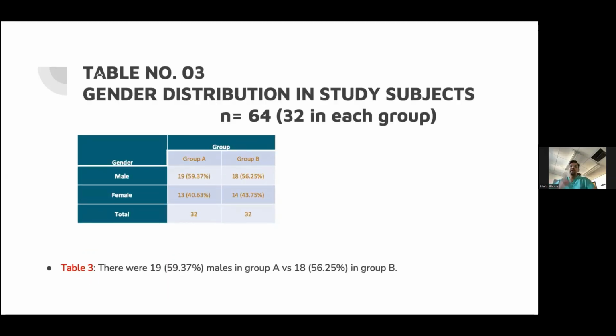Gender distribution is another main variable. Males and females have different pain perception, so we made sure that this variable also remains somewhat the same in our study. In group A we had 19 males and 13 females, and in group B we had 18 males and 14 females. So in total 32 patients in group A and 32 patients in group B. Males were 59.37 percent in group A versus 56.25 percent in group B. Next slide, please.